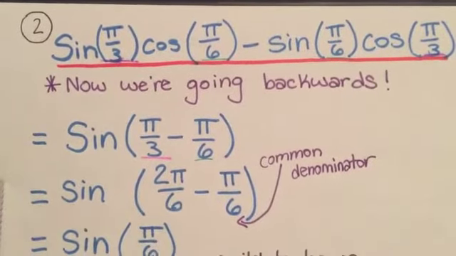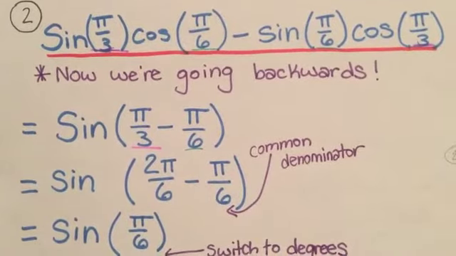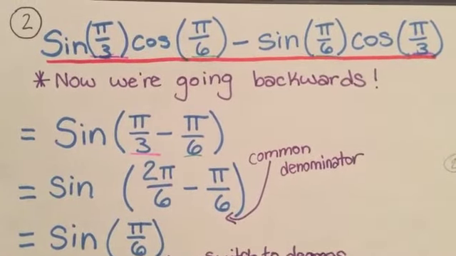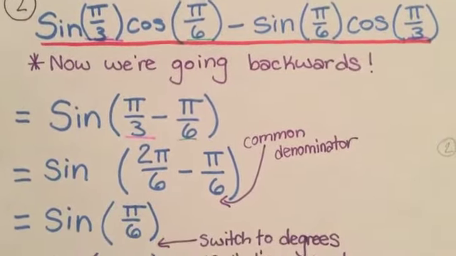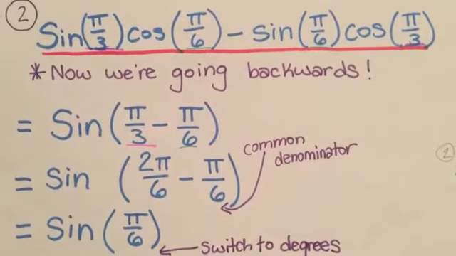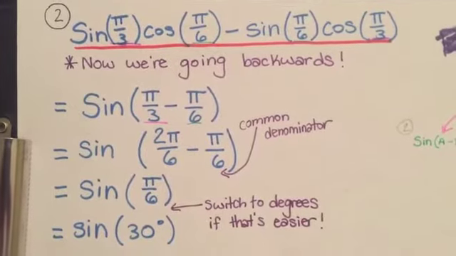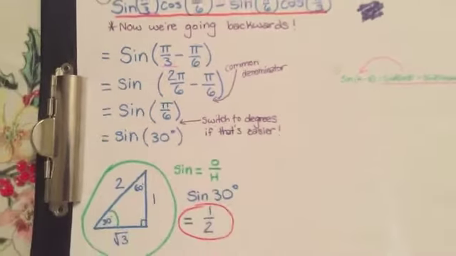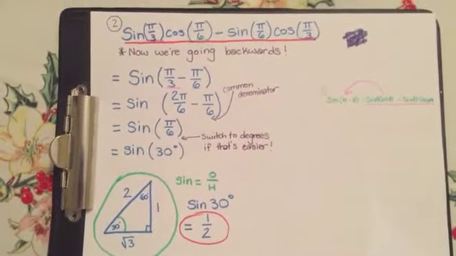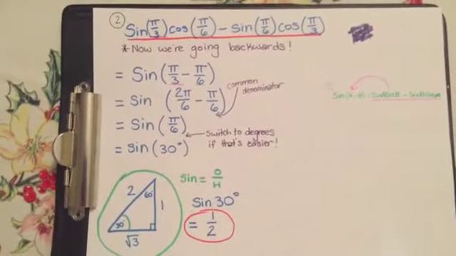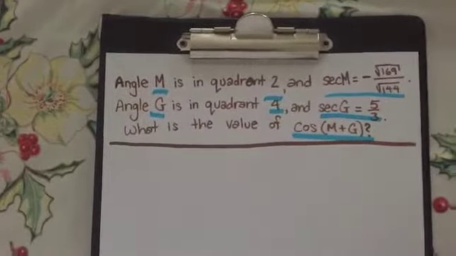Don't forget about BEDMAS, it's your friend, so let's do what's inside of the brackets. We make these fractions have a common denominator and subtract them to get one fraction. Switching it into degree mode is going to give us sine 30 degrees. This looks simpler, doesn't it? So using our special triangles, we can see that the sine of 30 degrees is 1 over 2, which is our final answer. Now let's go through a more complicated question.